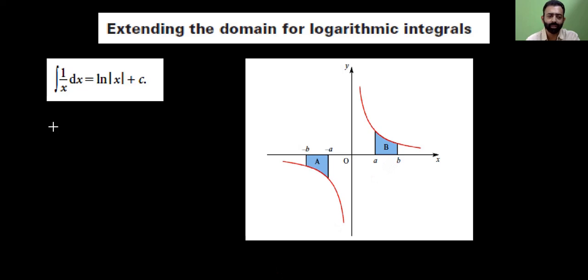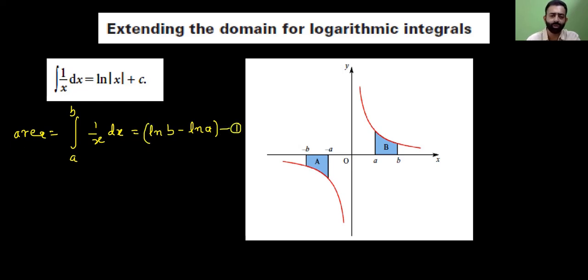So area b has to be equal to the integral of 1 upon x dx from lower limit a to upper limit b. The integral of 1 upon x dx is ln x. By introducing the limits, I can directly write this as ln b minus ln a. This is your equation number 1: the value of area b, sorry, not a, area b, which is ln b minus ln a.